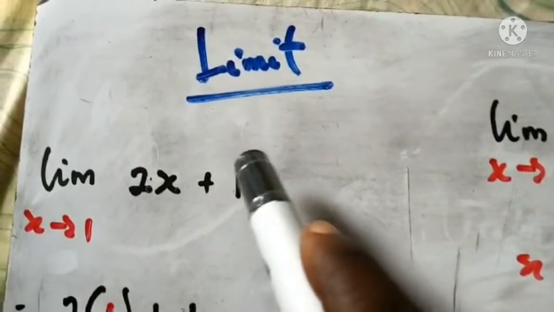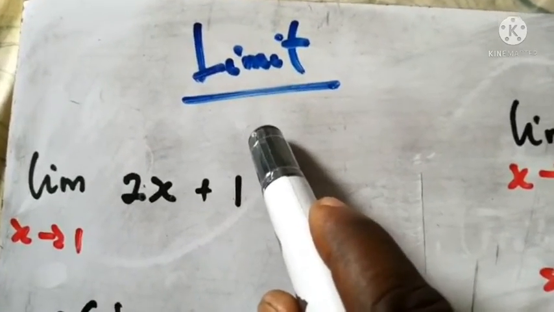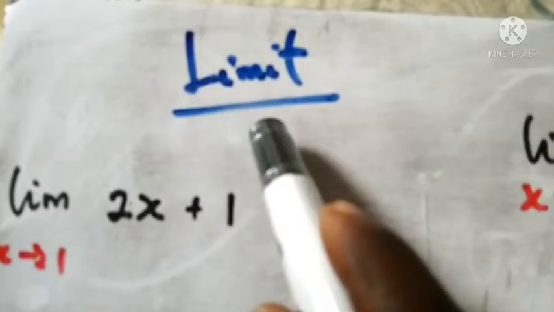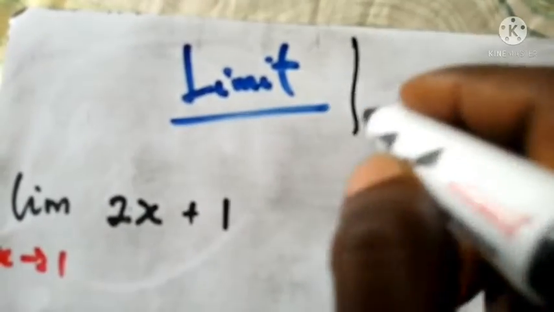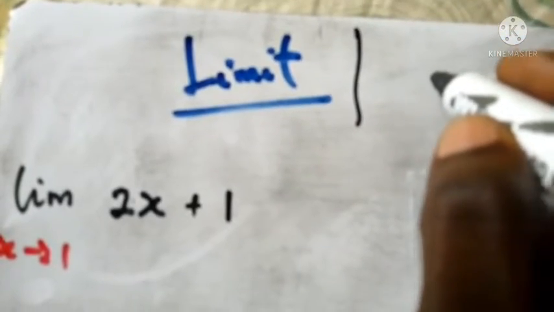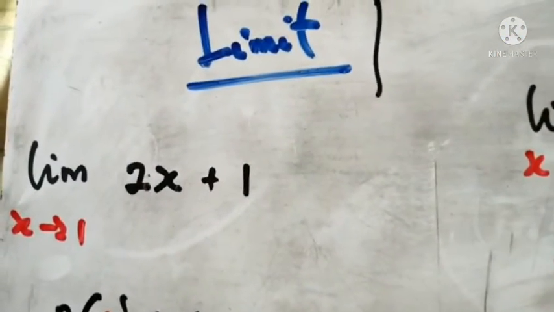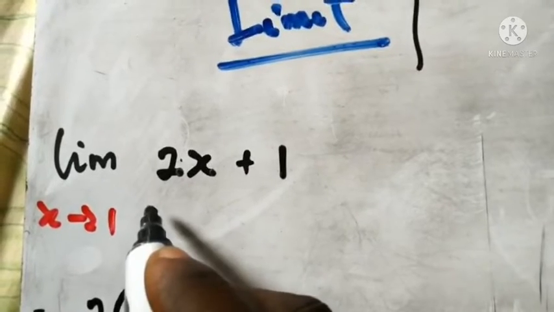Let's look at a very simple way to understand limit. By the English word, a limit means you have a border. You cannot go beyond a certain thing. So that's just a simple scenario. Now, this is how the notation looks.